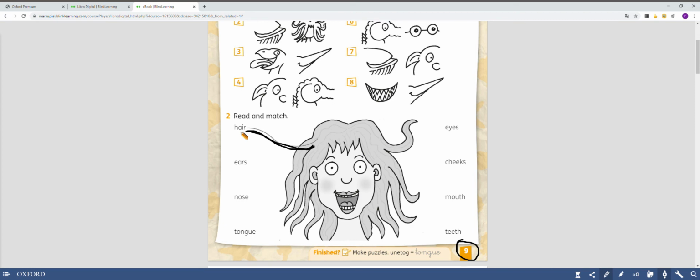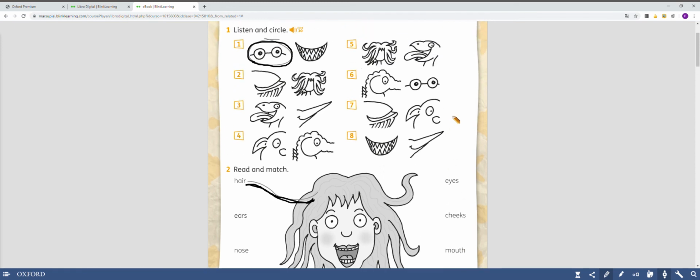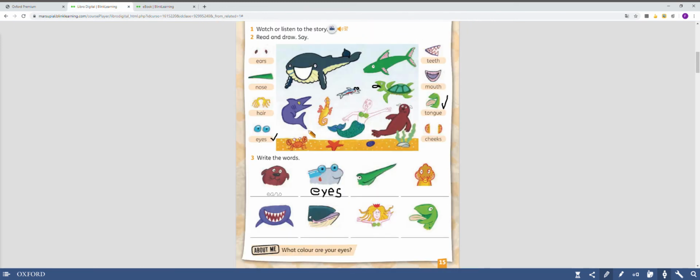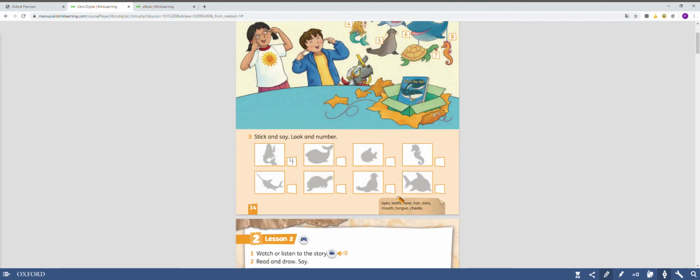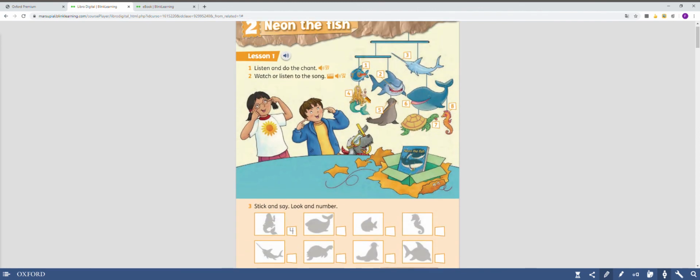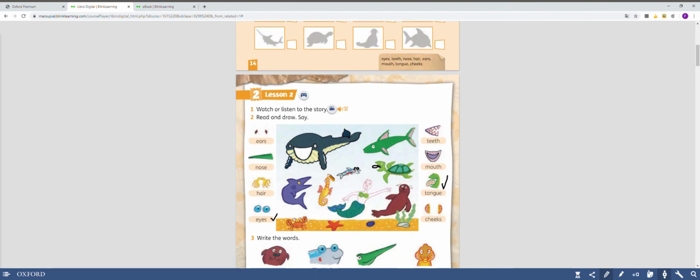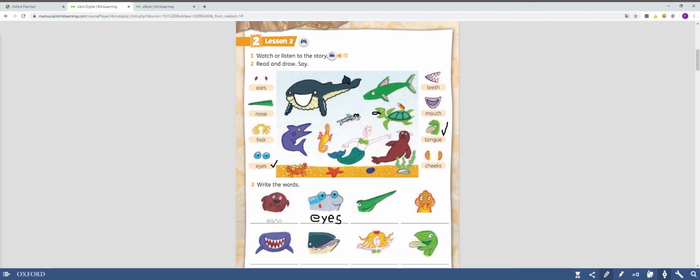Hair. Cabello. Ears. Mire, oreja. Nose. Tongue. Eyes. Cheek. Mouth and teeth. Cada una de las palabras que ya hemos aprendido. Y si usted tiene dudas, no dude mucho y vaya al classbook. Y en el classbook podrá encontrar un apoyo para poder recordar cuáles son las partes del cuerpo. Como este, que está en la página número 15.